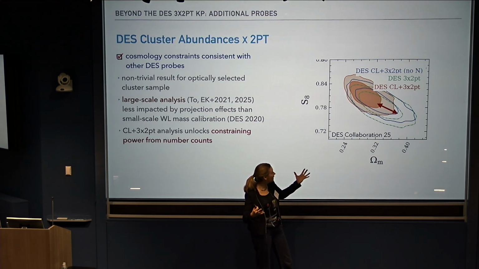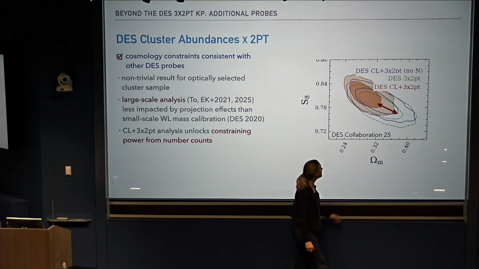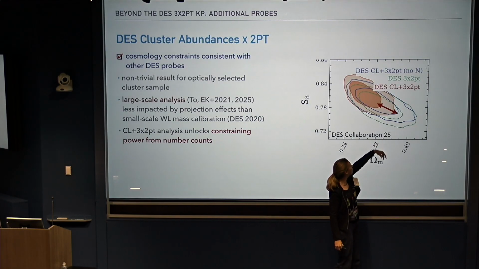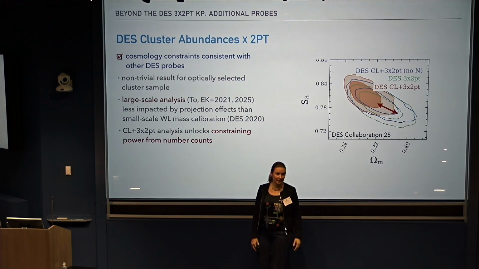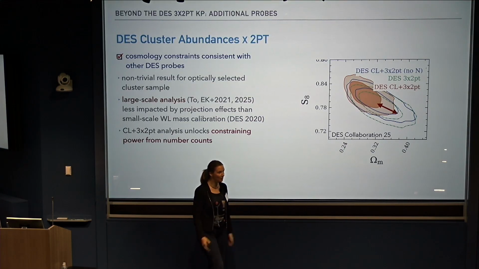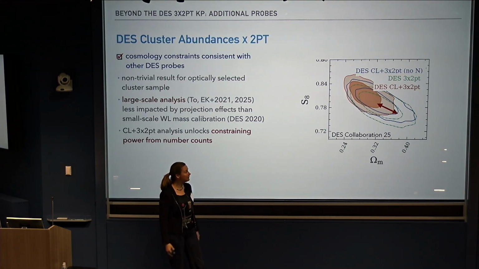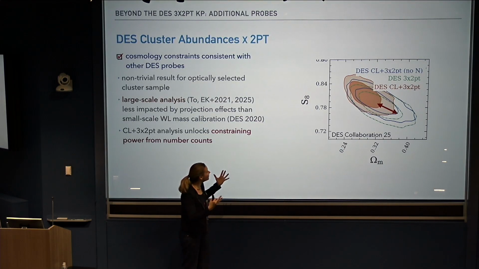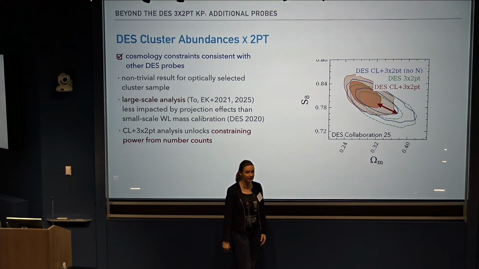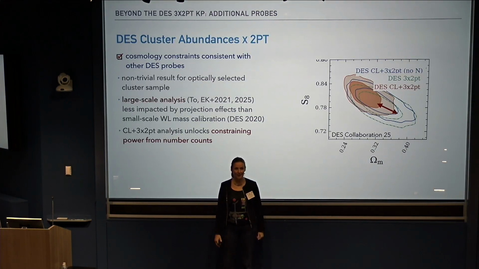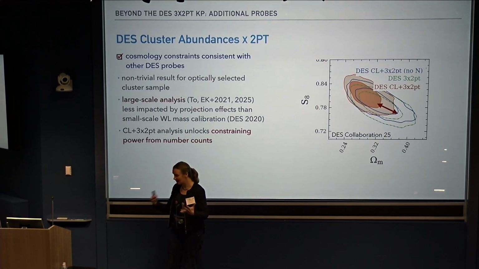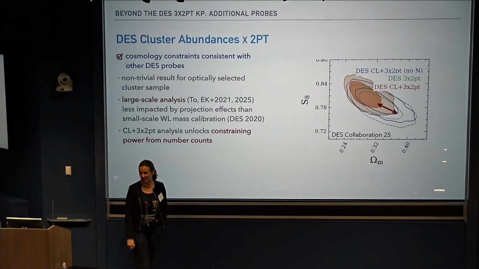And the main thing I want to highlight here is the comparison between not including cluster abundance, shown in blue, versus including cluster abundance. So what we learn here is that we really gain information from the mass function, which has different parameter degeneracies than galaxy clustering. So it's not that we're using clusters as an additional tracer in a multi-tracer analysis canceling cosmic variance, but we're really using the halo mass function.